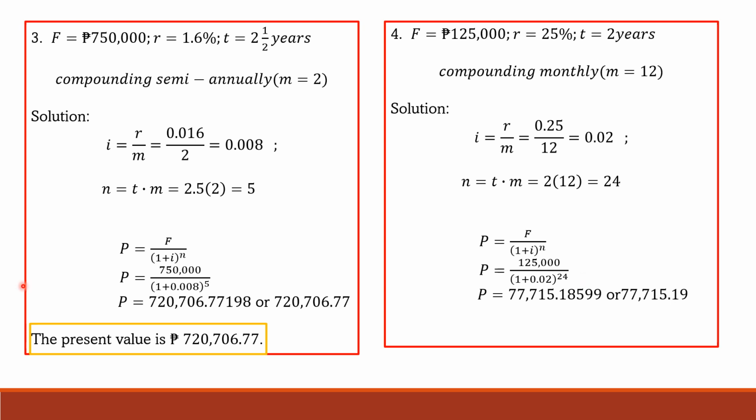So we have now 77,715.18599 or 77,715 round up 0.19. Okay? The present value is 77,715.19 pesos. Alright? So that's how we're going to solve the present value in compound interest.